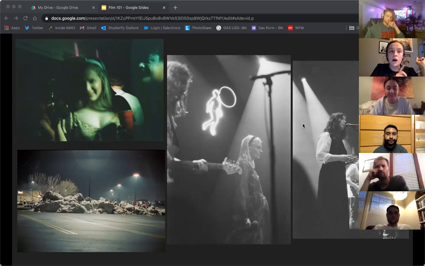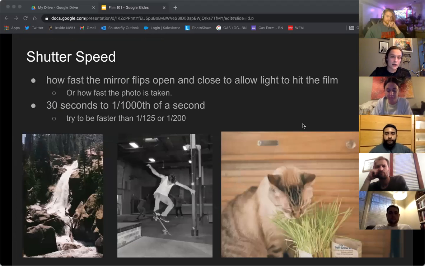As you can see in the top, the party one, that little bit of blur that comes in when somebody's moving is called motion blur, which can be solved by having a different kind of shutter speed.